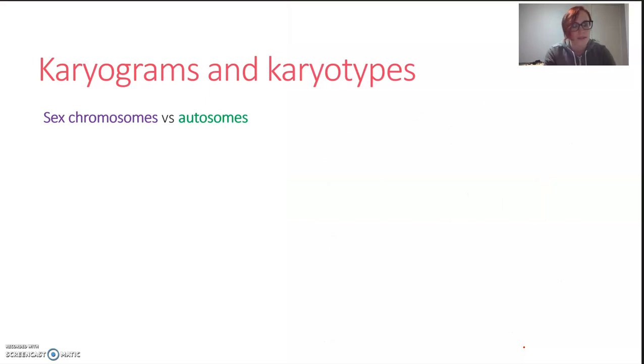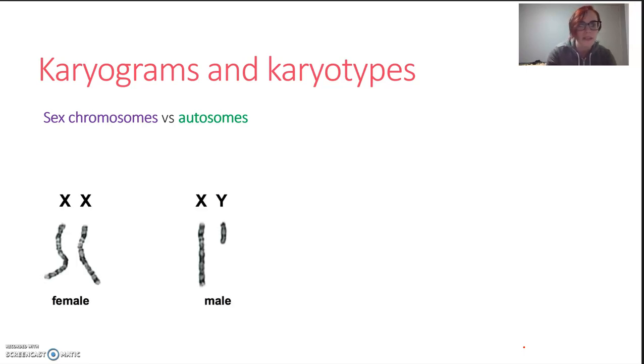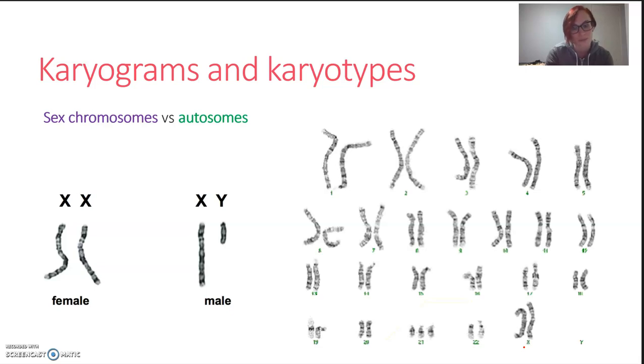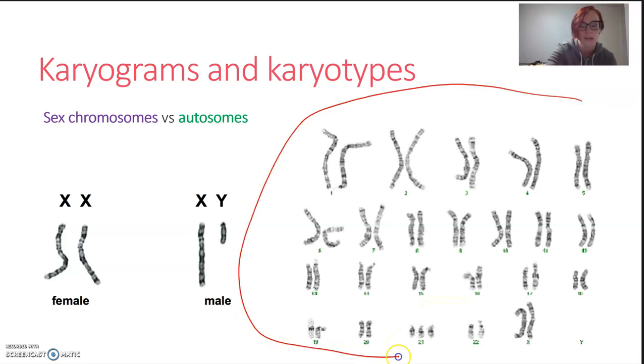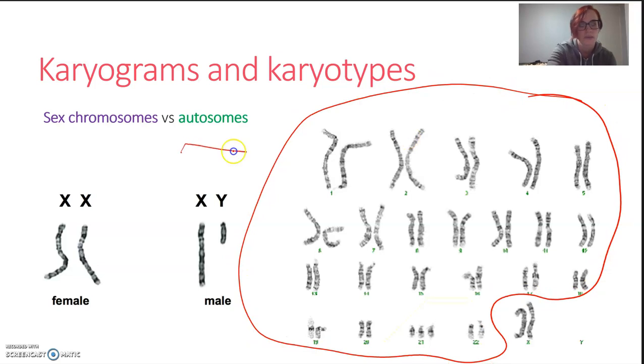So chromosomes, if we look at it like this, we can determine whether a patient is a male or a female based on their sex chromosomes. Every other kind of chromosome is called an autosome. So all these ones here, 1 to 22, they're autosomes, but the XY are our sex chromosomes.